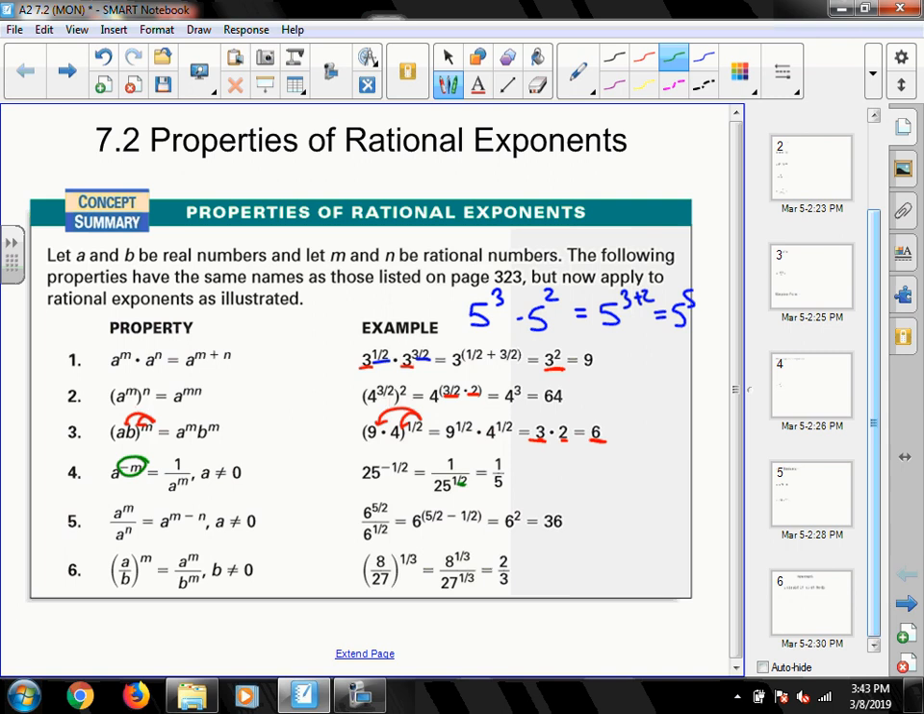If you are dividing and you have the same base, in this case 6 and 6, you're going to subtract your exponents just like you added in the first property. You need those common denominators. So 5/2 minus 1/2 ends up with 6 squared, or 36. And the last one, if I've got a fraction, distribute that exponent to both top and bottom. So 8 to the 1/3 over 27 to the 1/3, the cube root of both of those gives you 2/3.